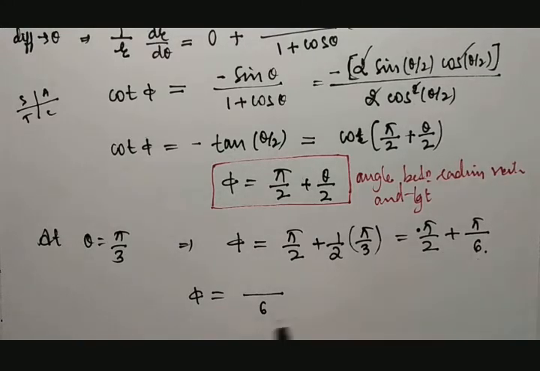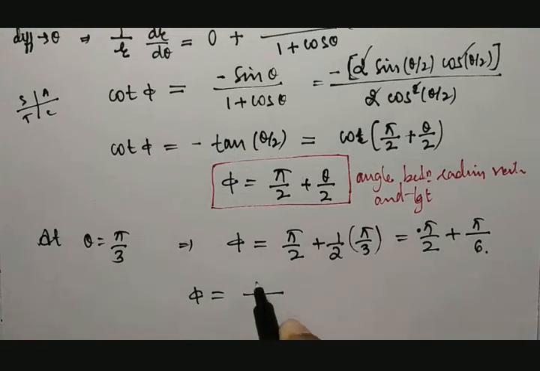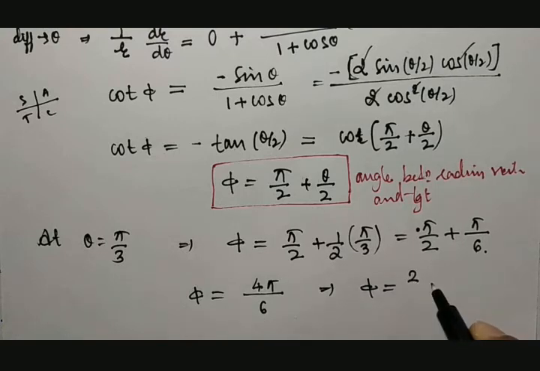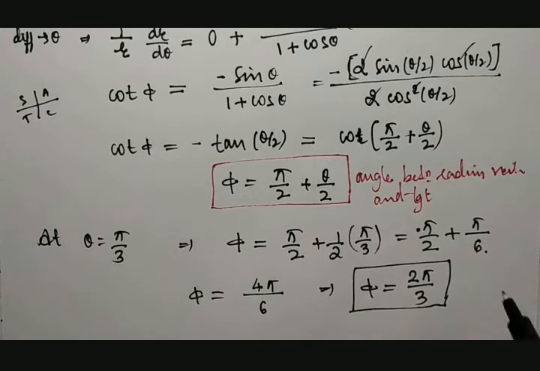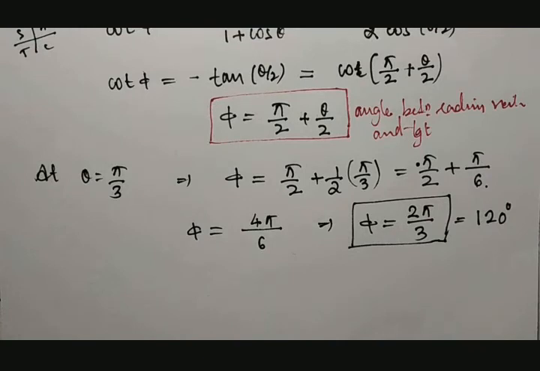If you take 6 as LCM, then it is 3 into this. So 3 pi plus pi will be 4 pi. Therefore, phi is equal to 4 pi divided by 6, so 2 pi divided by 3. This is the result. And we know that 2 pi by 3 is nothing but 120 degree. Okay, so we got this result.